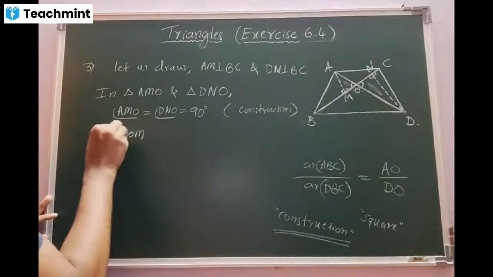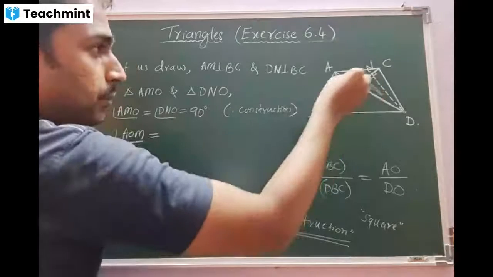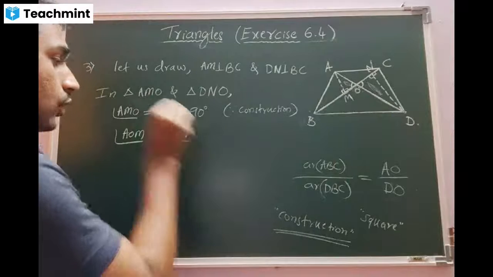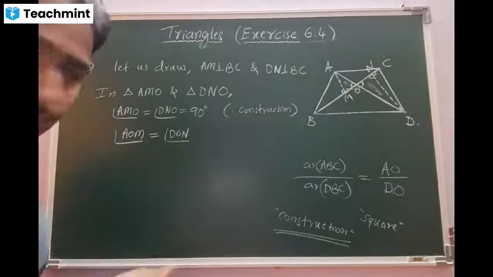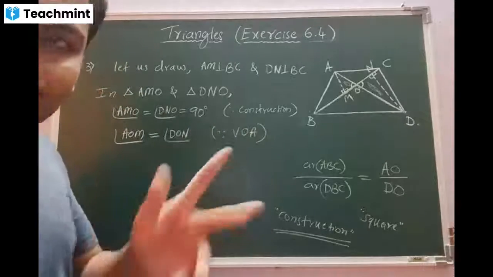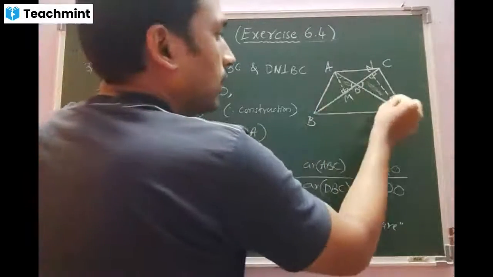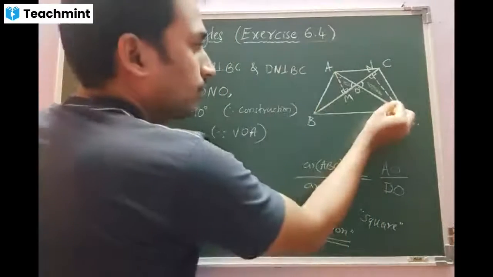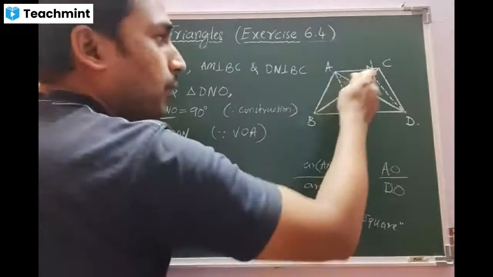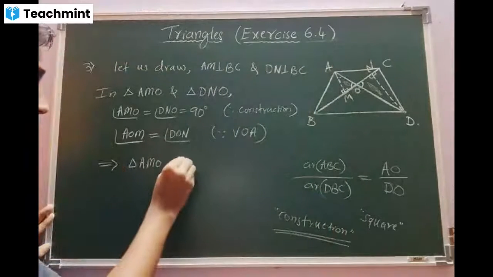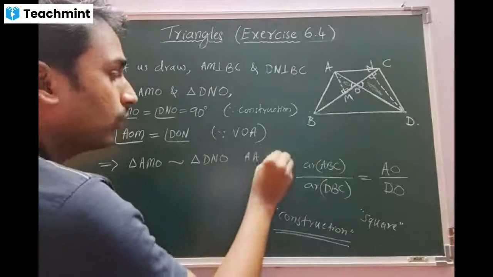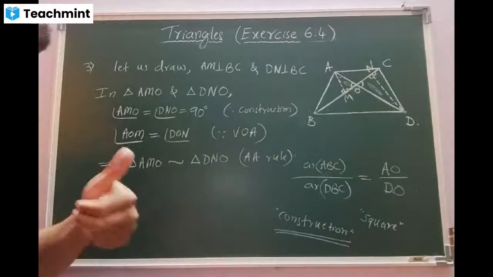Angle AOM is equal to angle DON. Why these two are equal, beta? Vertically opposite angles. When two sets are equal, the third set will be automatically equal. Correct, beta? Yes, sir. Now, we prove that triangle AMO is similar to the triangle DNO according to AA rule. Am I right? Yes, sir.